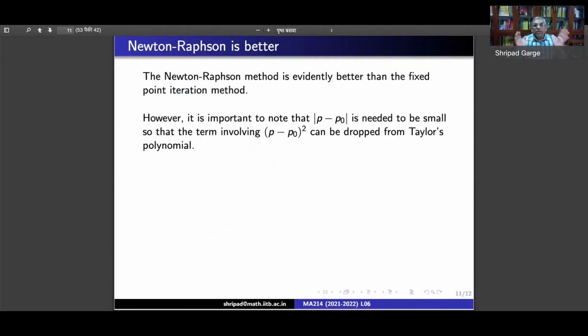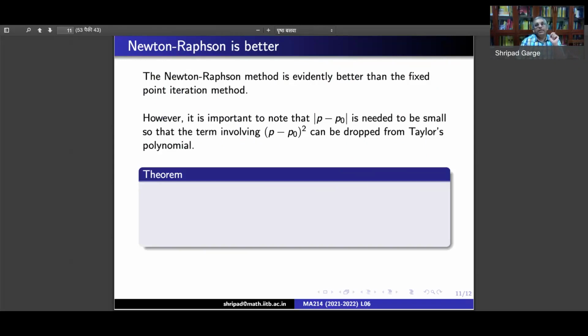You might happen to be lucky sometimes, and even if you have a bad approximation, the first few iterations might bring you closer to the zero, and then you will have a rapid convergence. That may still happen. But it is important to note that there is a very nice theorem on why the Newton-Raphson method works when you take p minus p naught to be small enough. And the theorem statement is here.